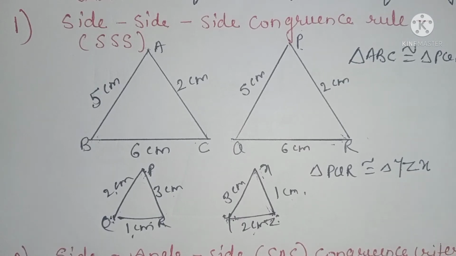Understood? So for SSS criteria, the 3 sides of one triangle should be equal to the corresponding 3 sides of the other triangle. Isn't it? Now that's it. Next criteria.